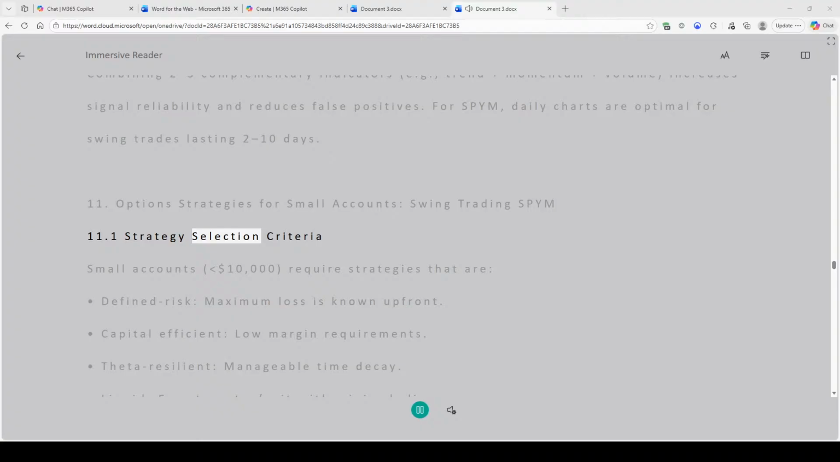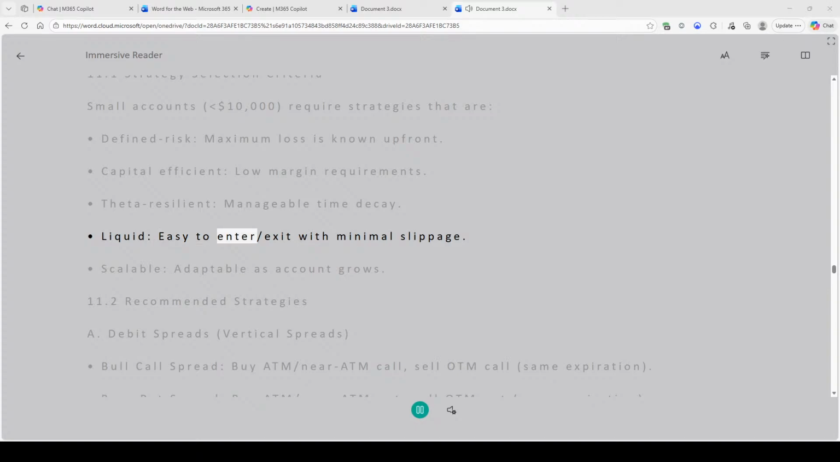11.1 Strategy selection criteria. Small accounts, less than $10,000, require strategies that are: Defined risk, maximum loss is known upfront. Capital efficient, low margin requirements. Theta resilient, manageable time decay. Liquid, easy to enter/exit with minimal slippage. Scalable, adaptable as account grows.